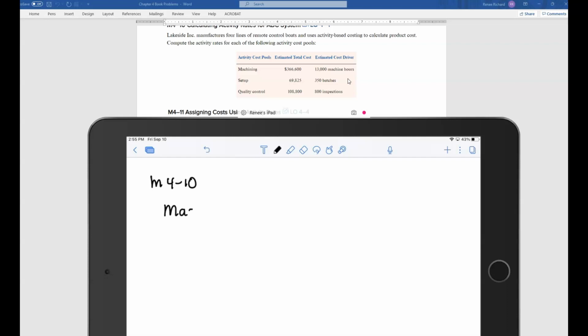So machining. It's the same way we computed our predetermined overhead rate. We take estimated overhead, divided by estimated cost driver.